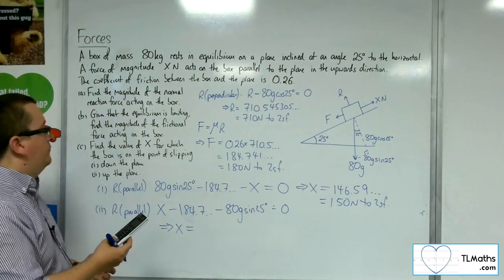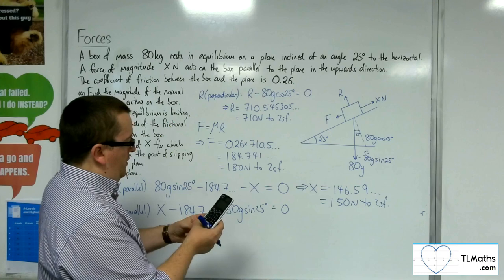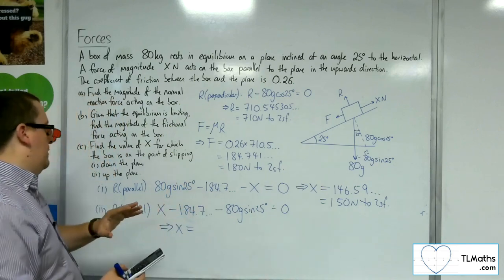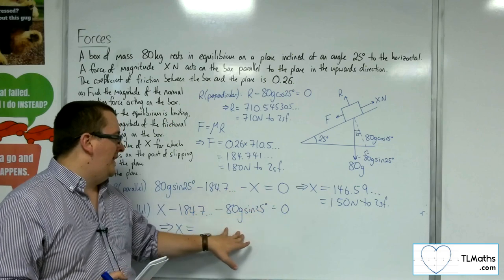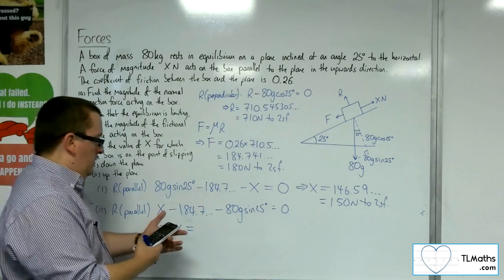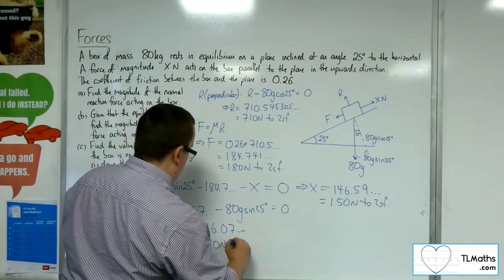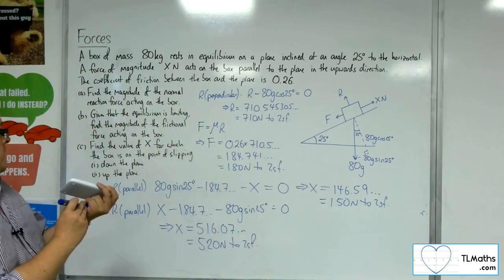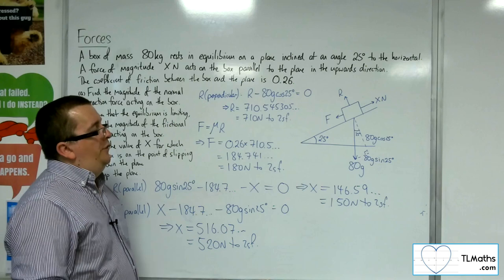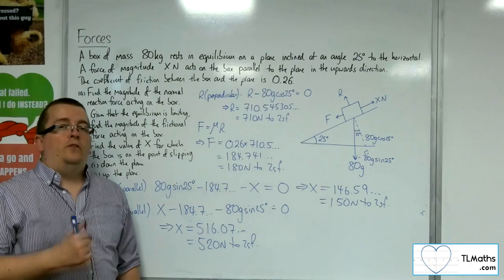So now I no longer have the 184.74 in my calculator. So if I just put it back, so 80 lots of 9.8 times cos of 25, that's that. I multiply that by 0.26, and right, now it's back. Okay, so what I want to do is add the 184.7 to both sides, add the 80g sine 25 to both sides, and I get 516.07, etc. So 520 newtons to 2 sig fig. Okay? So, x would have to be 146.59 newtons so that the box is on the point of slipping down the slope. And if it is 516.07 newtons, then it's on the point of slipping up the slope.